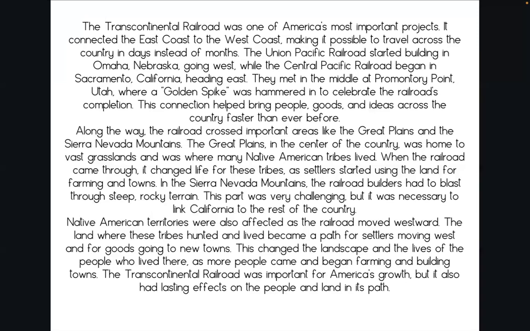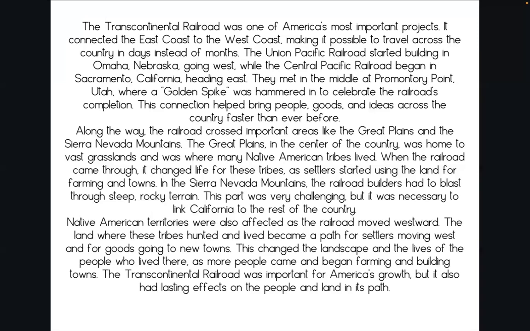So they started on the East Coast and the West Coast, and they worked their way into the middle, and the last spike they did was a golden one. This connection helped bring people, goods, and ideas across the country faster than ever before. Along the way, the railroad crossed important areas like the Great Plains and the Sierra Nevada mountains. The Great Plains are in the center of the country, and it was home to vast grasslands and was where many Native American tribes lived.